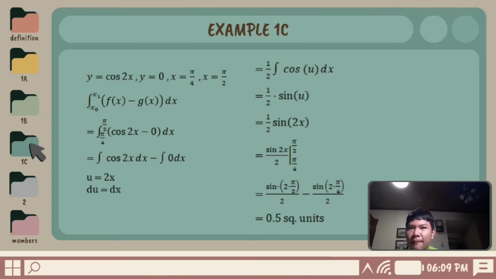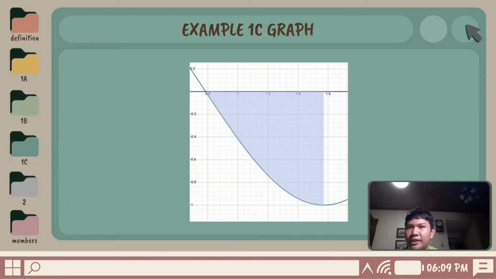So by substituting the boundaries of the x variable, we can now have it as sin 2 times pi over 2 all over 2 minus sin 2 times pi over 4 all over 2. So by calculating the values, our final answer will be 1/2 square units or 0.5 in decimal form. So remember that this example involves a vertical strip of a parabola. That is why the graph of y equals cosine 2x, y equals 0, x equals pi over 4, x equals pi over 2 will now look like this picture shown.